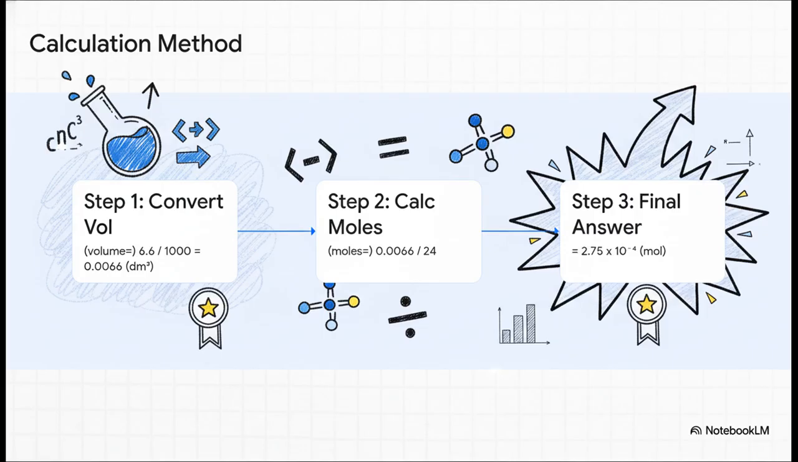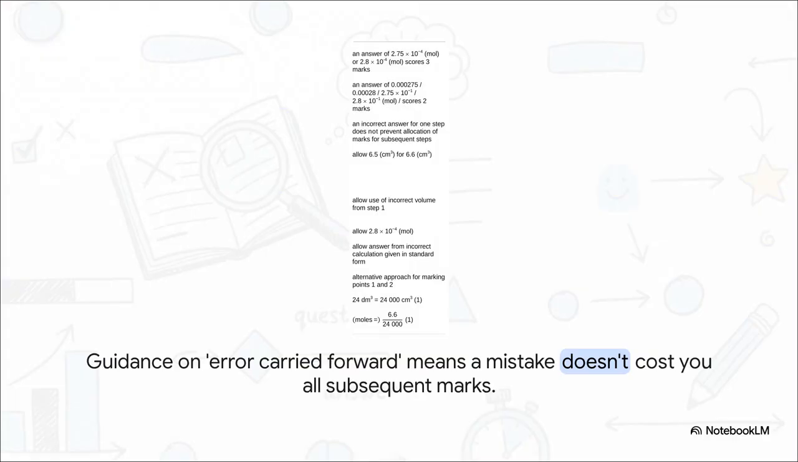Nice and simple. But hang on, this next bit is maybe the most important thing to know about calculations. Look at this guidance from the mark scheme. It's called error carried forward. It basically means if you mess up step 1, but then you use that wrong number correctly in step 2, you can still get the mark for step 2. This is a total game changer. It means you should never ever give up on a calculation if you think you've made a mistake.